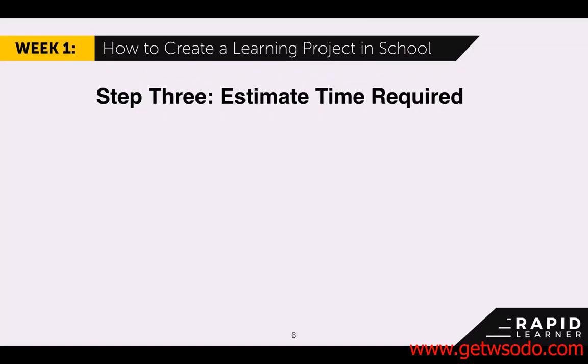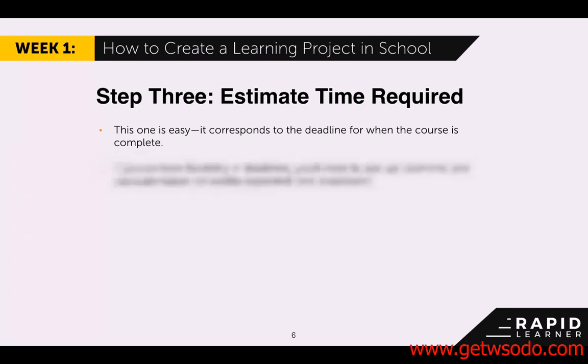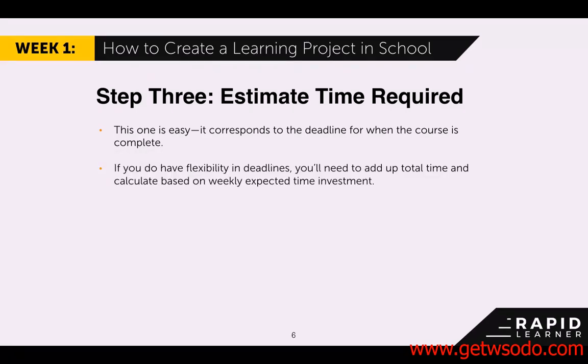So let's move to the third step, which is estimating the time required. This one is really easy. It corresponds to the deadline for when the course is complete. If you do have some flexibility in the deadlines, so you have a little bit of wiggle room in when the course is over, which can be the case if you're doing an online course, let's say, then what I recommend doing is adding up the total time to go through all the materials, do all the necessary studying and review, and then calculate that based on the weekly time investment.